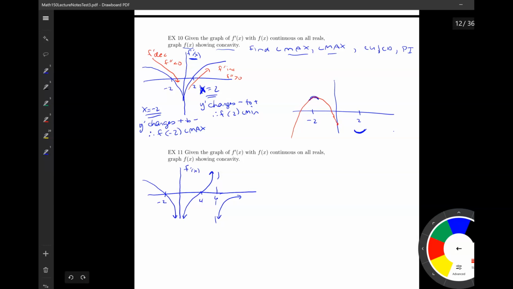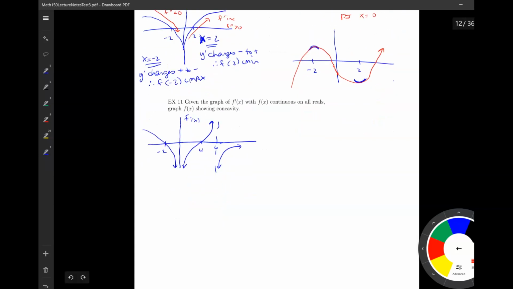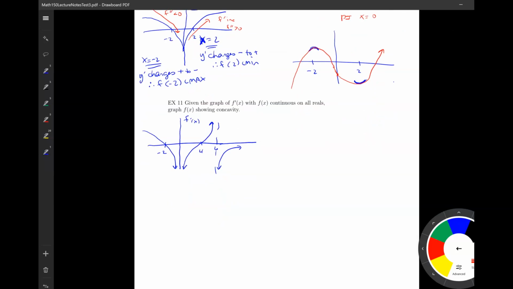So it could be kind of vertical for a second and then coming back up. So the derivative is changing. The point of inflection would be at x equals 0, where the concavity changes, and that's the graph of f of x. All right, so this next one does have asymptotes.